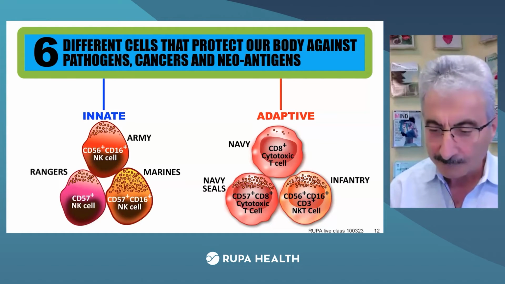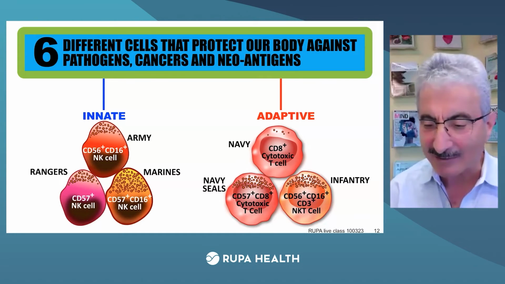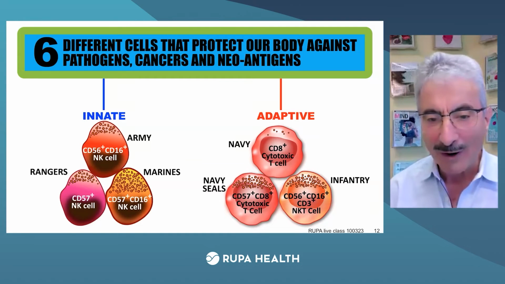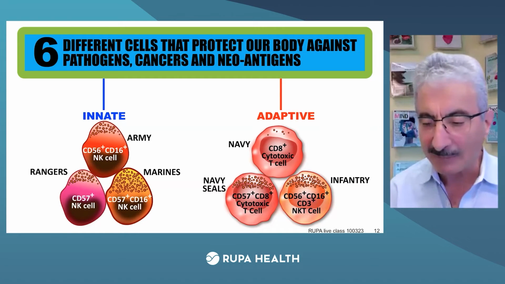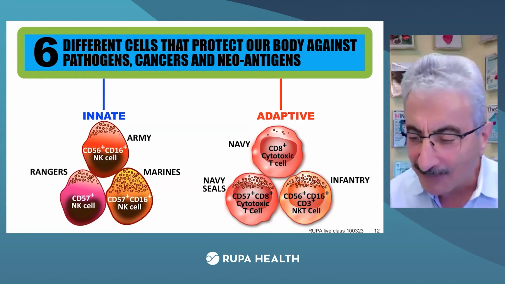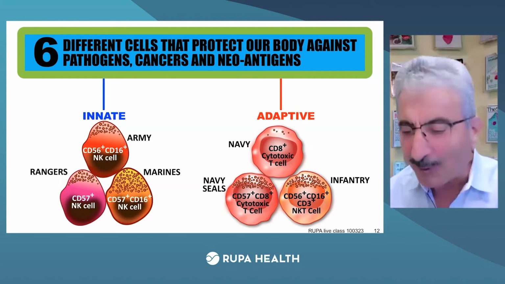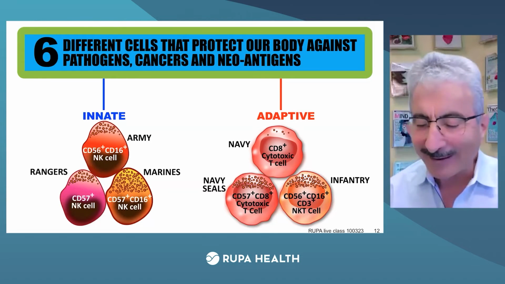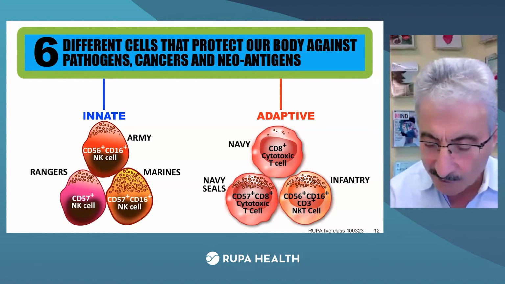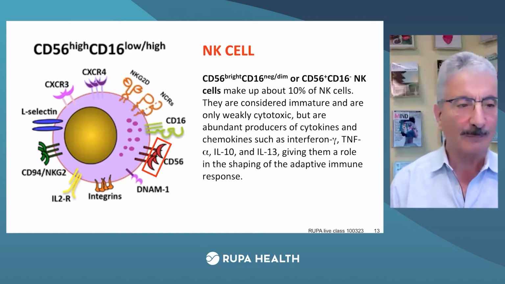And finally, we have a type of cell called NKT cells. They are T cells with the activity of natural killer cells. These are CD56 positive, CD16 positive, and CD3 positive, meaning T cells with characteristics of natural killer cells. So we are going to elaborate more on each one of these because they're highly important.